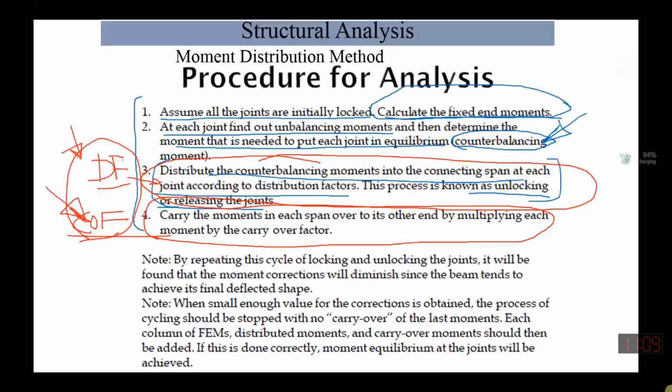Sir, the portion of total moment which is transferred or distributed to a particular member. Your name and roll number, beta? Sir, 103 Muhammad Uzair Shafi.